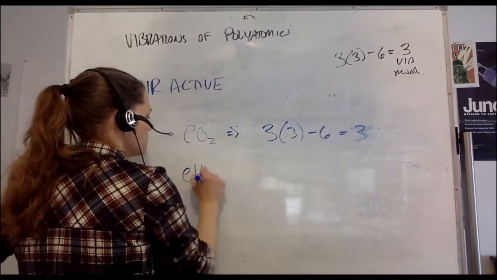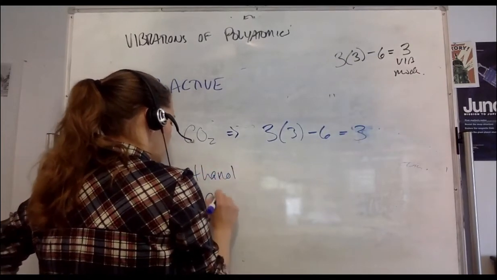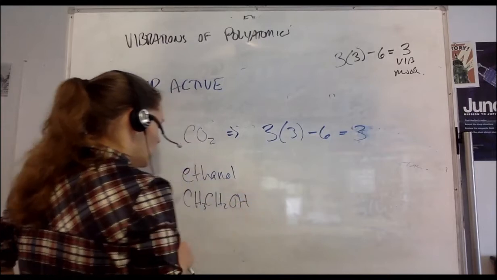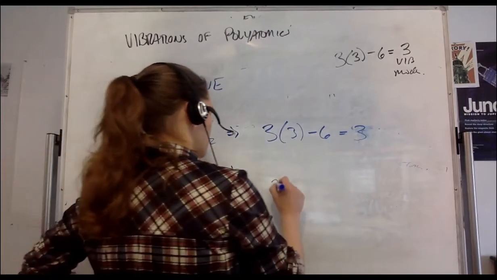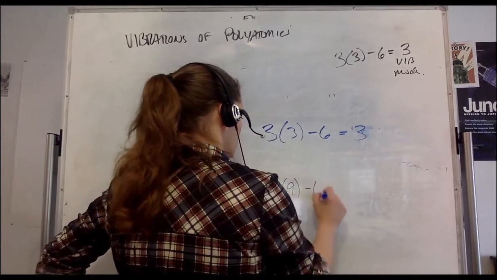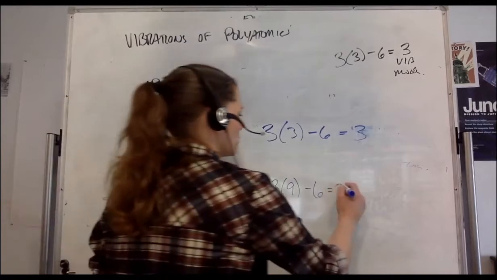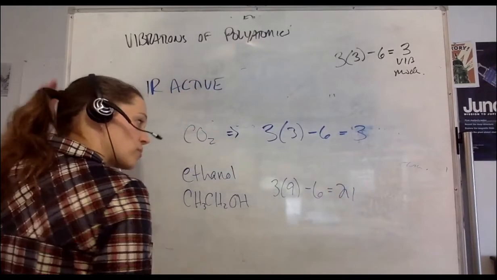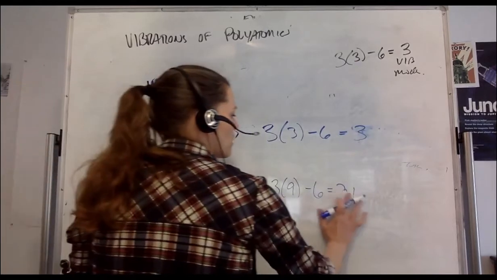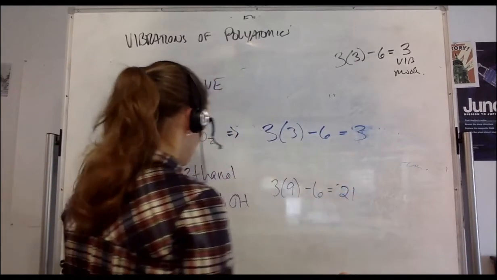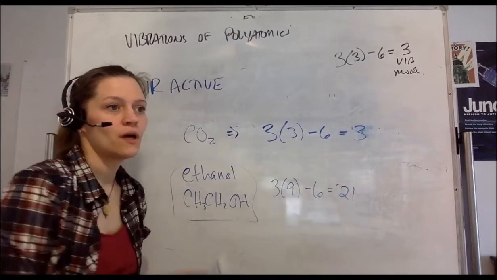Ethanol, CH3CH2OH. Oh goodness, 1, 2, 3, 4, 5, 6, 7, 8, 9. I don't even know what that is. Pause. Go team, 21. So you've got 21 vibrational modes. And so a lot of vibrational modes can occur there.